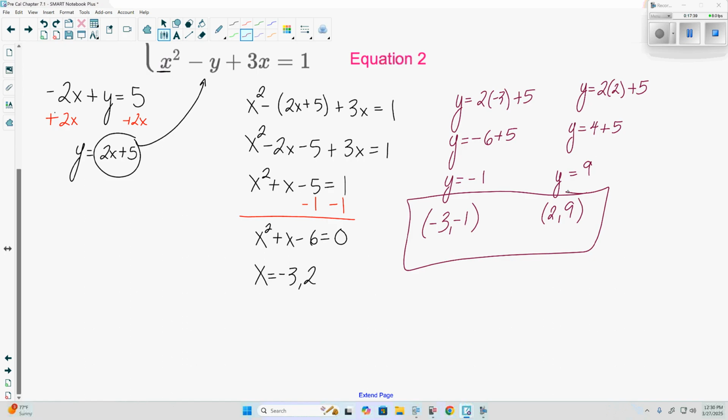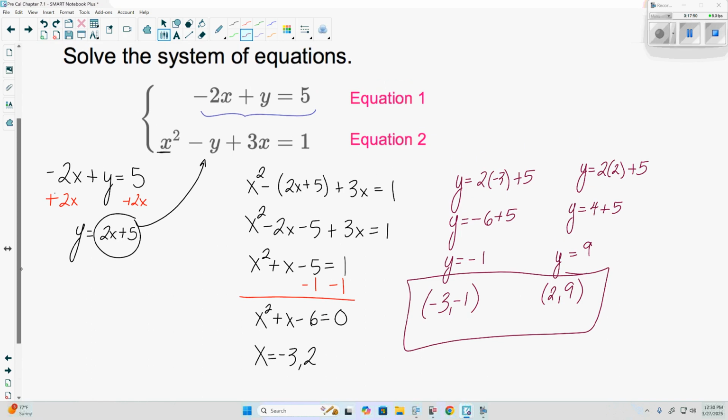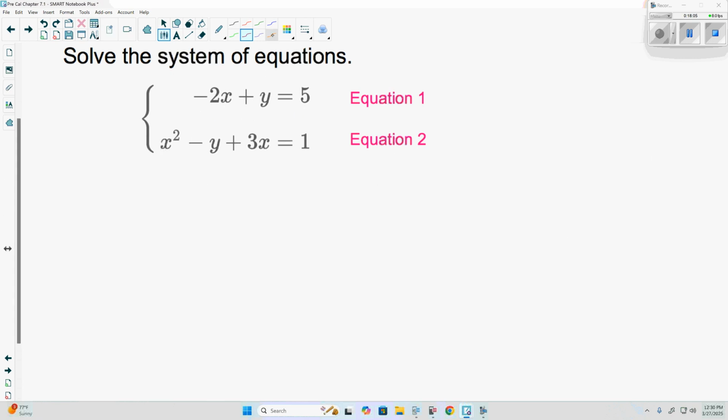Questions on this here? Now let's say we wanted to graph this. Now to graph it, we would have to get y by itself. Now the top equation, we already did that. We did that as part of our solution for this last one.